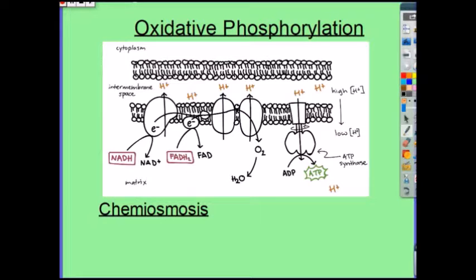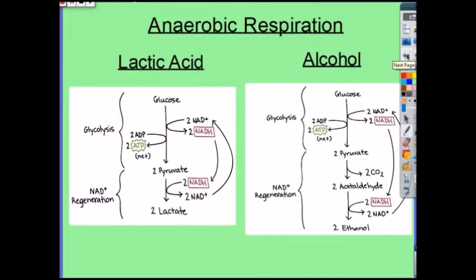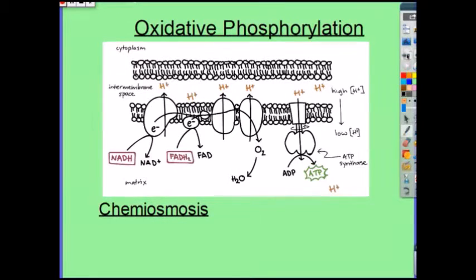The last step is oxidative phosphorylation. This is where most of the ATP is generated, utilizing the electron transport chain and chemiosmosis. The electron transport chain is located in the inner membrane of the mitochondria.